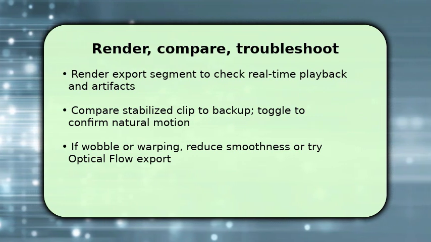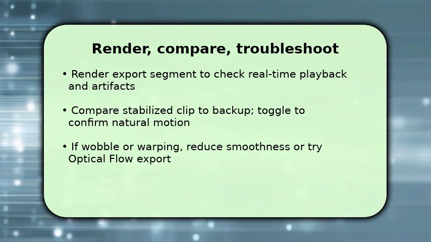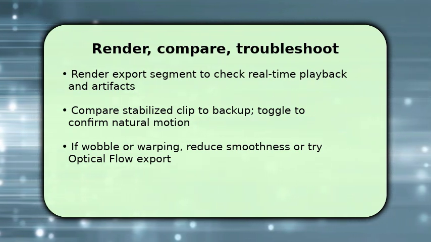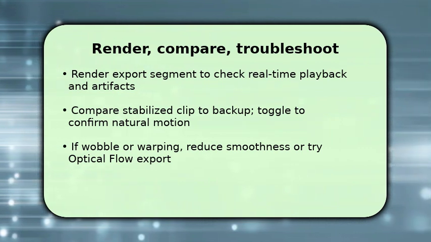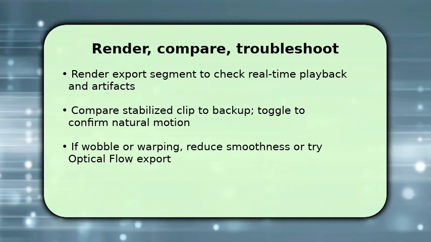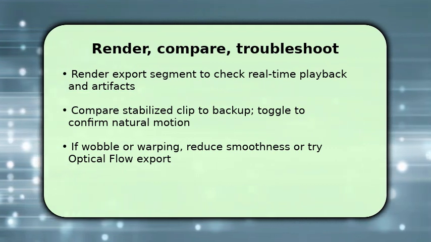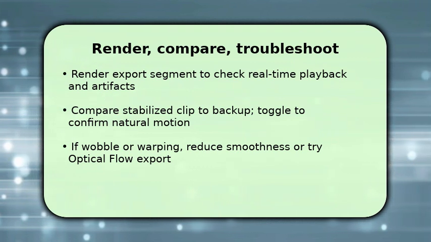If you see warping or frame stretching, reduce smoothness or lower crop factor, then re-render. If problems persist, export using optical flow or higher bitrate to preserve motion fidelity. Finally, save a copy with and without stabilization, so you can revert quickly if needed.